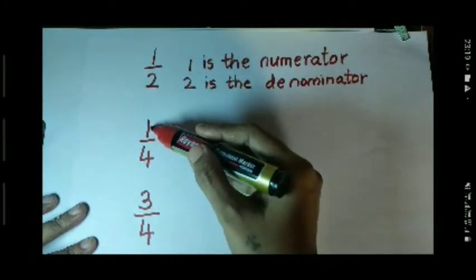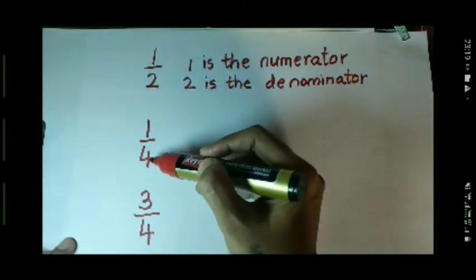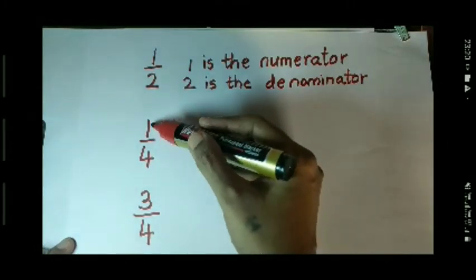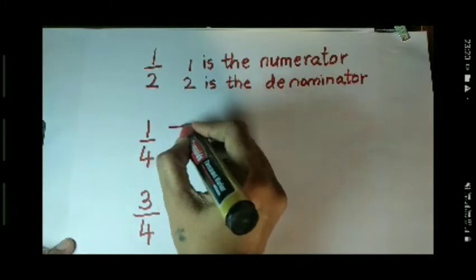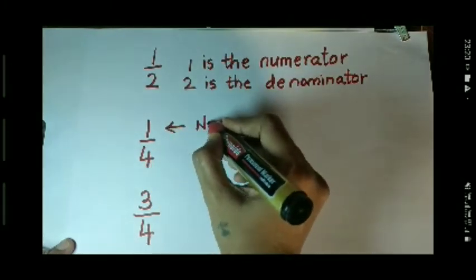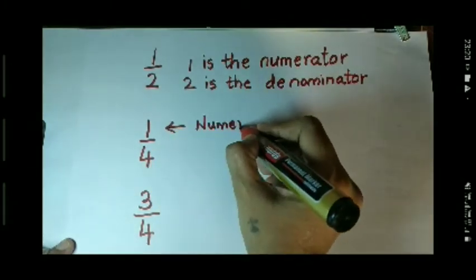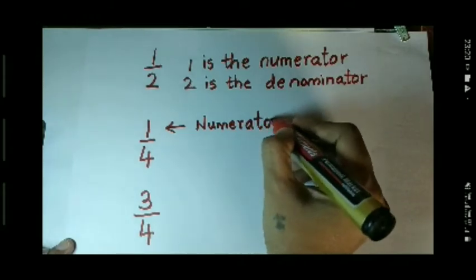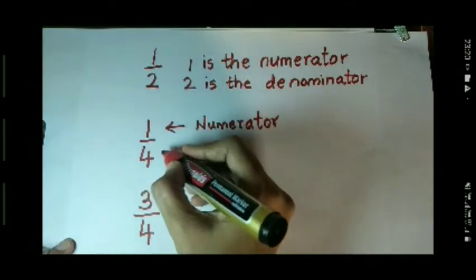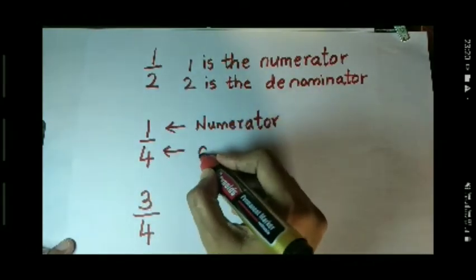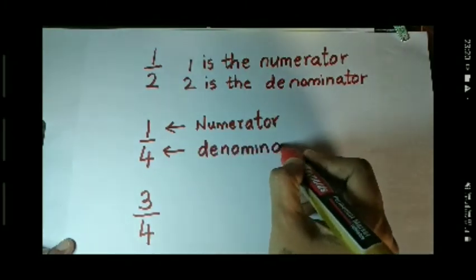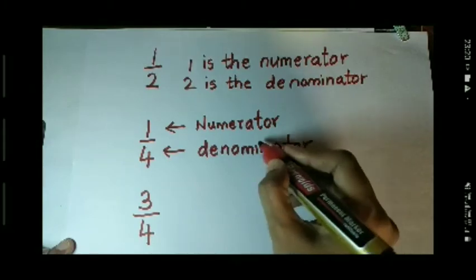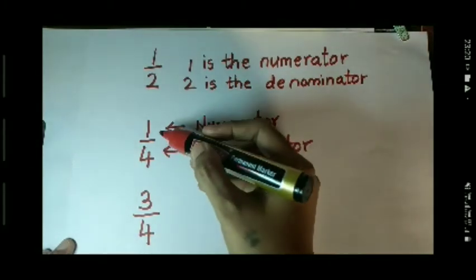The next fraction, 1 upon 4. The number above the line, that is 1. So 1 is the numerator. The number below the line, that is 4. 4 is the denominator. So 1 upon 4 is read as 1/4 or 1 upon 4.